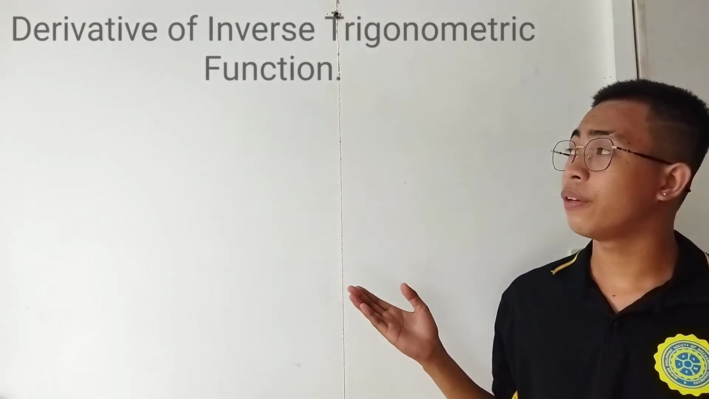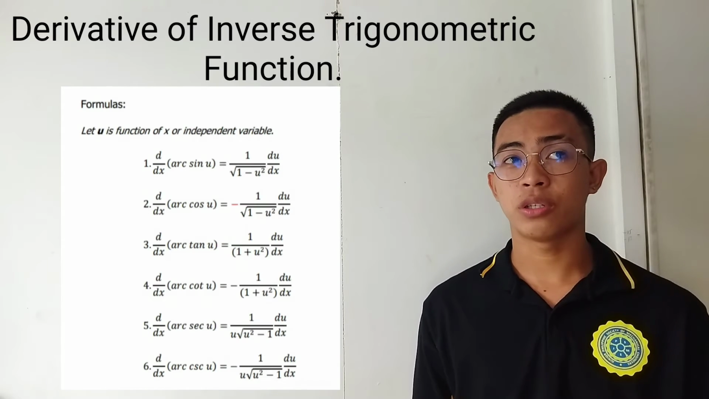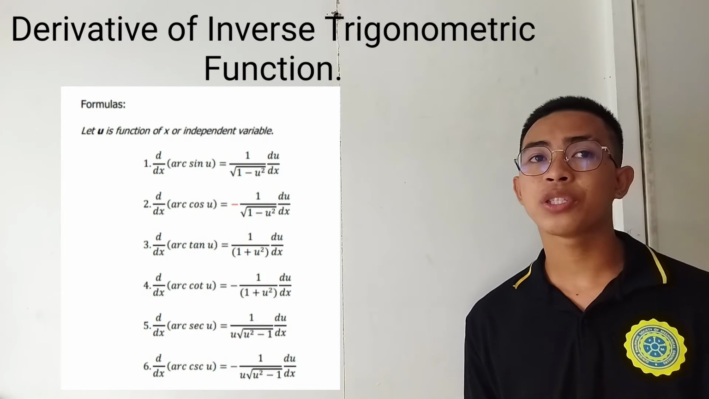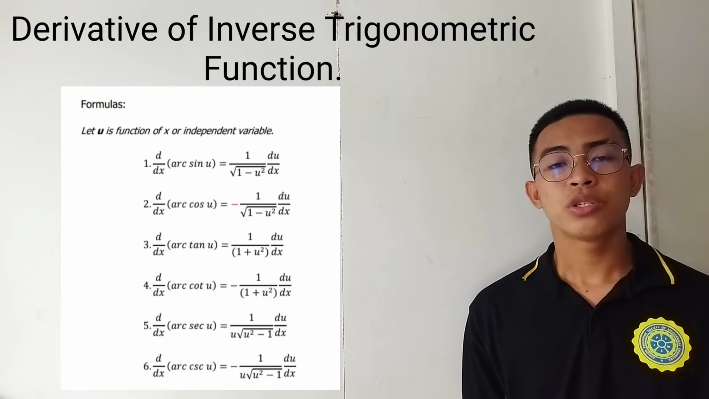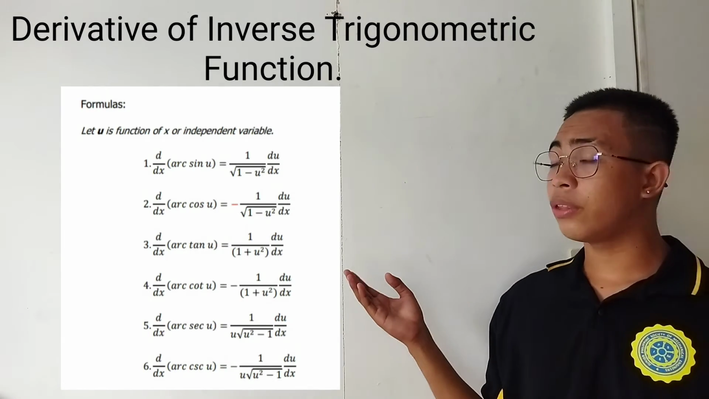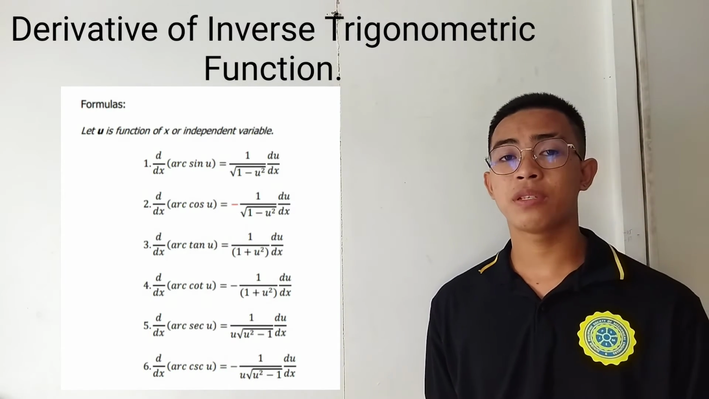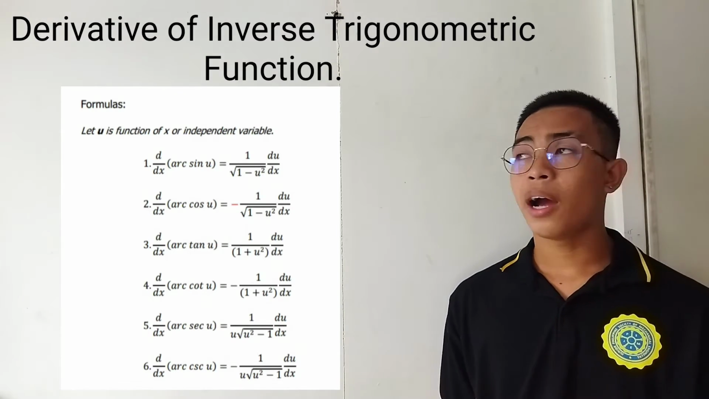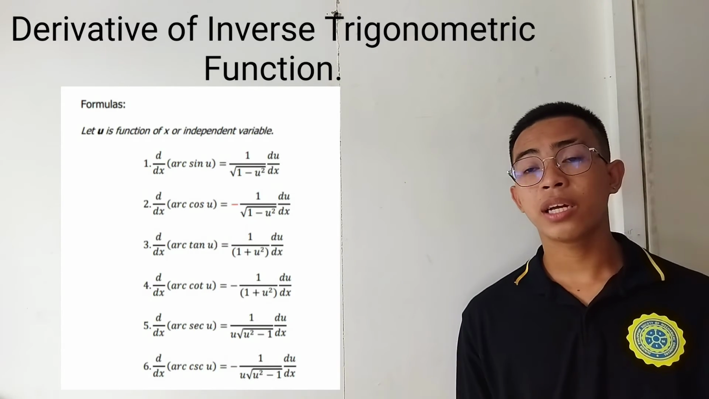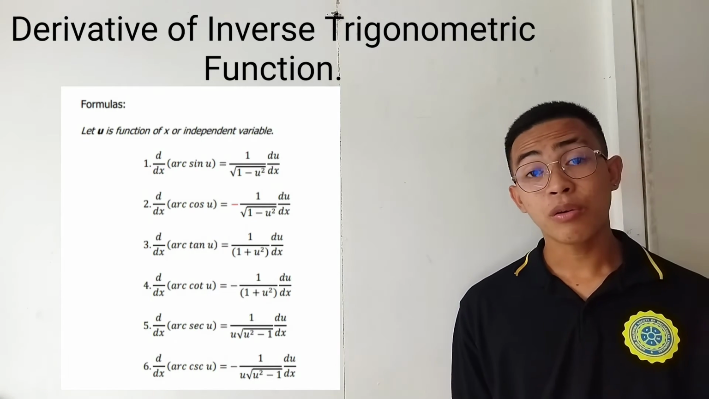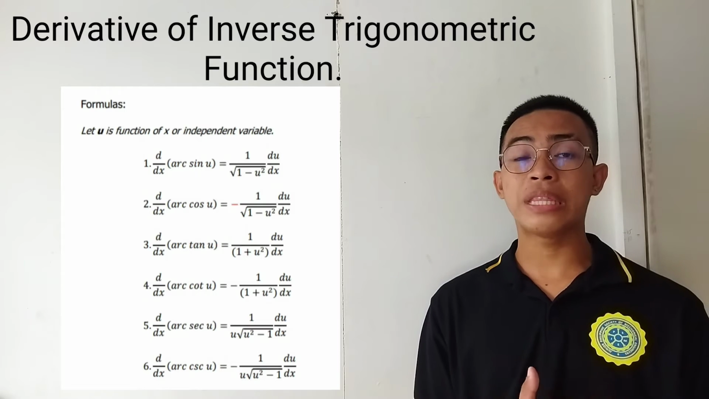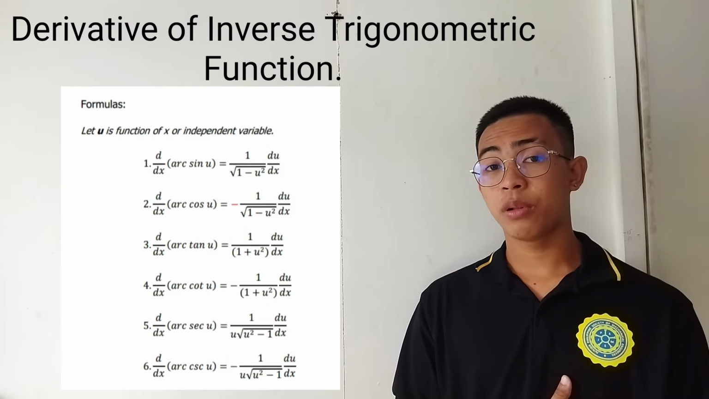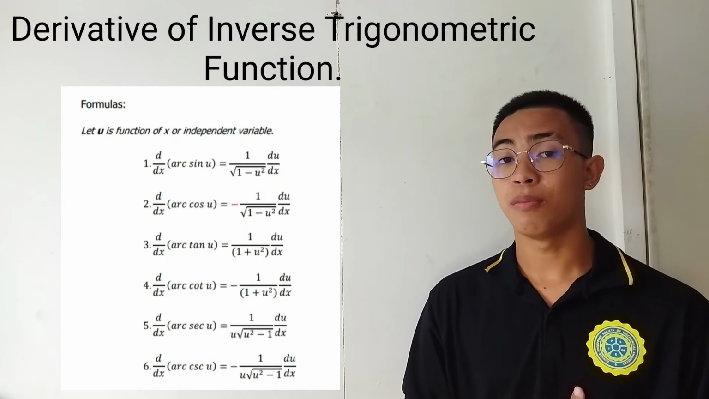The second to the last topic that we will be discussing in this video is the derivative of inverse trigonometric functions. Let u be a function of x, the independent variable. You will see here the derivatives of arcsine, arccosine, arctangent, arccotangent, arcsecant, and arccosecant. Now let's apply some of these formulas to an example for you to understand it more.